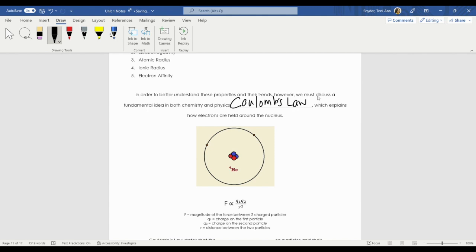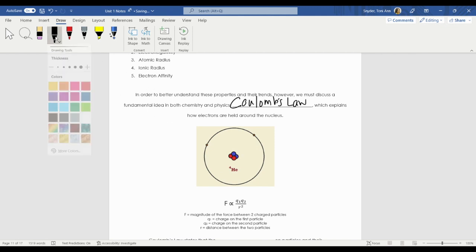Coulomb's law explains how electrons are held around the nucleus. You might not have wondered this yet, but maybe you have. What keeps an element together? Why don't electrons just fly into the nucleus? There's a whole bunch of different physics that goes into that, but why does the structure of the element look the way that it does? I'm looking at this isotope of helium right here. Why does it look like that? Let's get into this for a little bit.